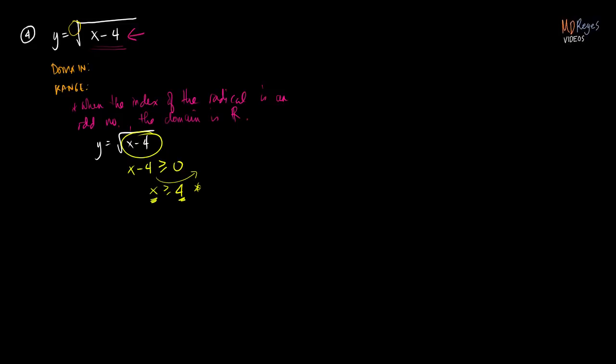In interval notation, this is 4 to positive infinity. So 4 is included in the solution set of x greater than or equal to 4. We start from 4 up to any positive number, because x can be any number greater than 4. So that would be the domain of the function y equals square root of x minus 4: from 4 to positive infinity.